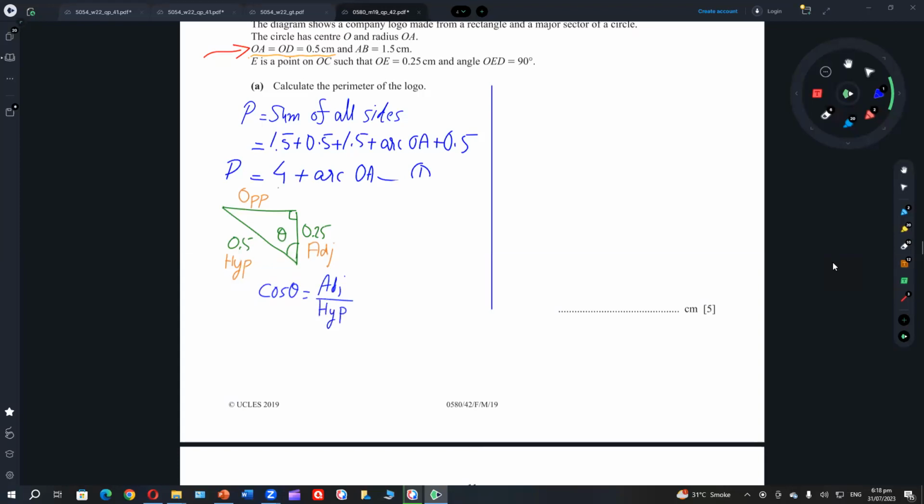hypotenuse. Okay, so whenever they give a right angle, that doesn't count, right? You still have to find the angle if there's a 90 degree, because 90 degree can't be used since the angle is theta. If any other angle is given, then it's fine. 0.25 upon 0.5. So work with me, and you need a calculator.